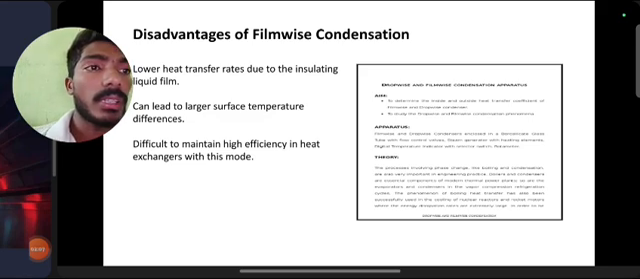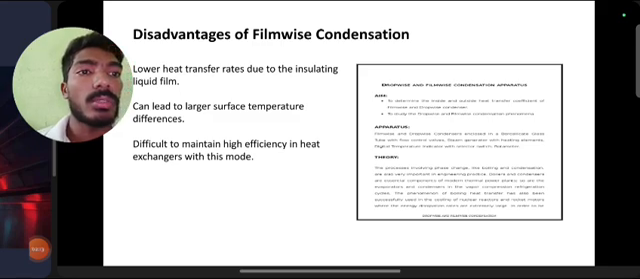Drop and film-wise condensation apparatus. Aim: to determine the inside and outside heat transfer coefficient of film-wise and drop-wise condenser. To study the drop-wise and film-wise condenser phenomena, the apparatus has a film-wise and drop-wise condenser enclosed in a glass tube with flow control valves, a steam generator with heating elements, and a digital temperature indicator with selector switch.